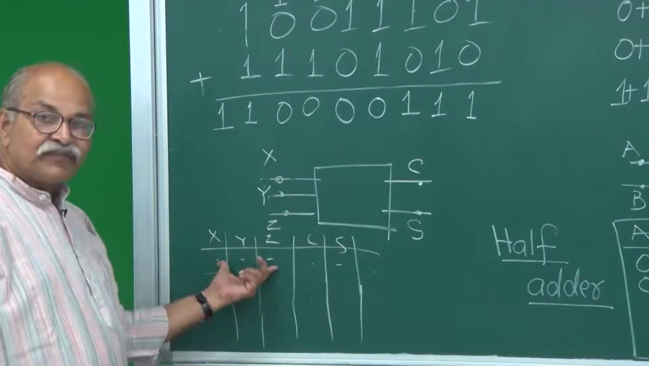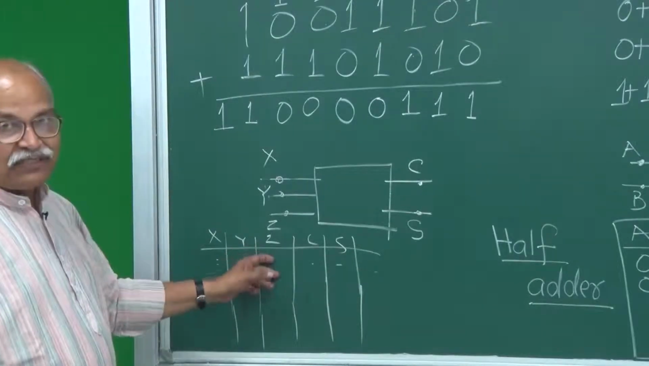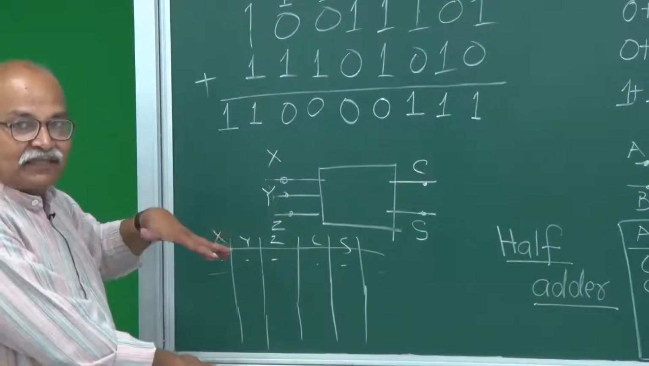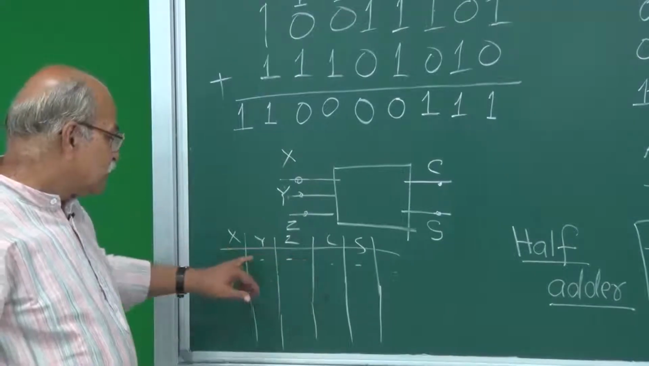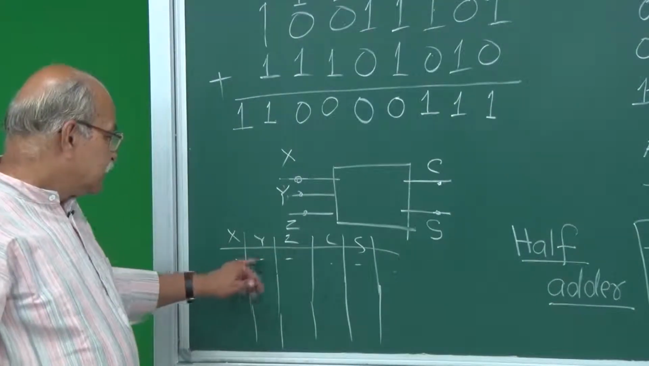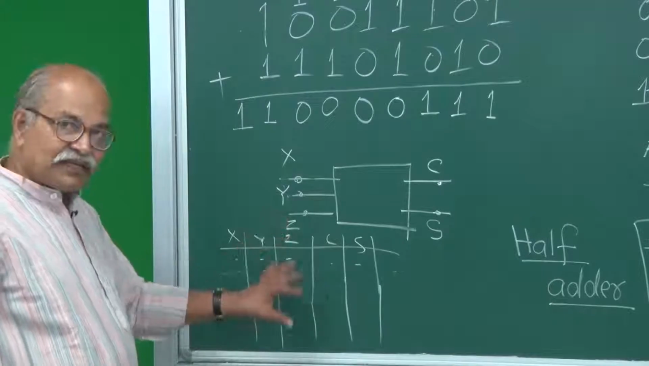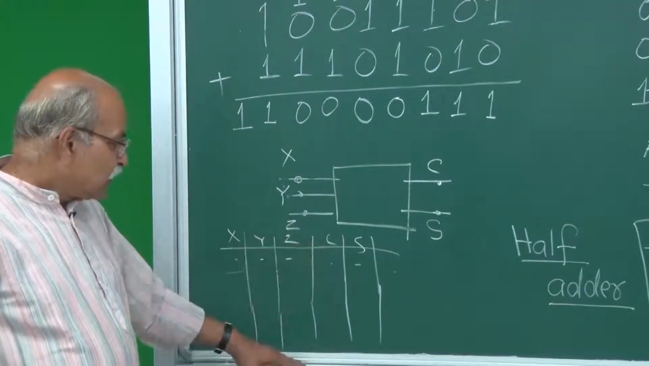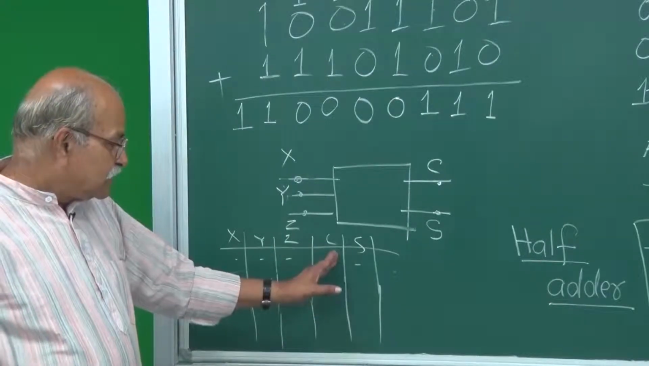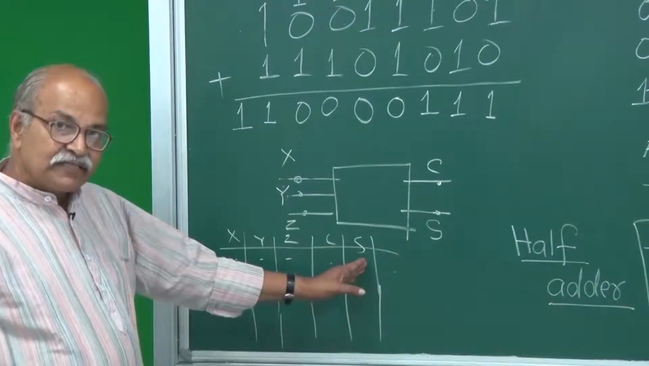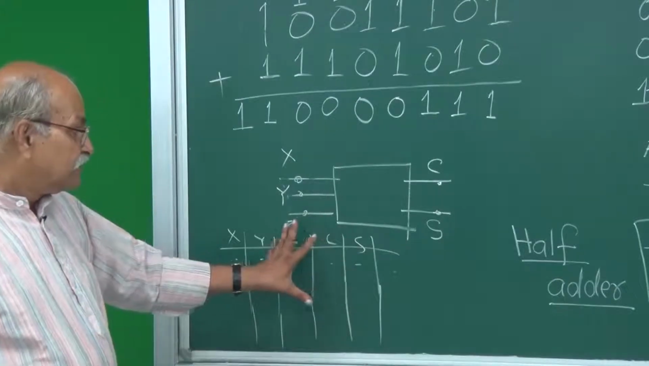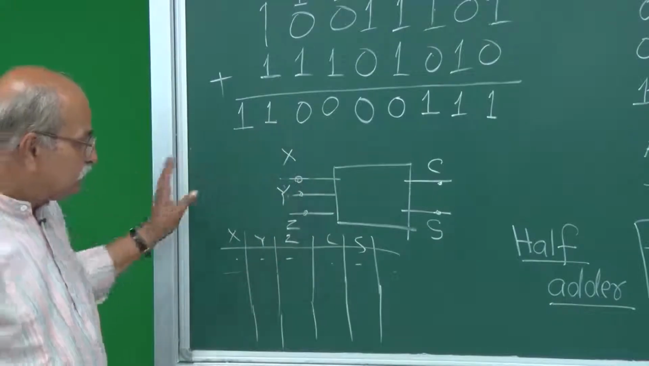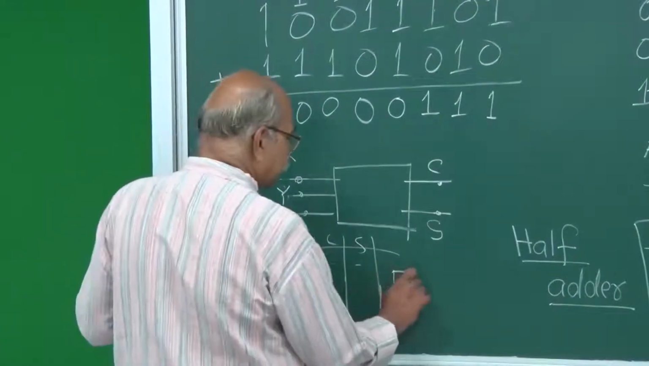There are 3 inputs, each input can be 0 or 1. So all those combinations are to be written, all those combinations are to be exhausted, 0, 0, 1, 0, 0, 0, everywhere you have to make. So 8 rows, and for each row you know how much is C and how much is S, and that kind of truth table, that kind of circuit which can do this, that is known as full adder.